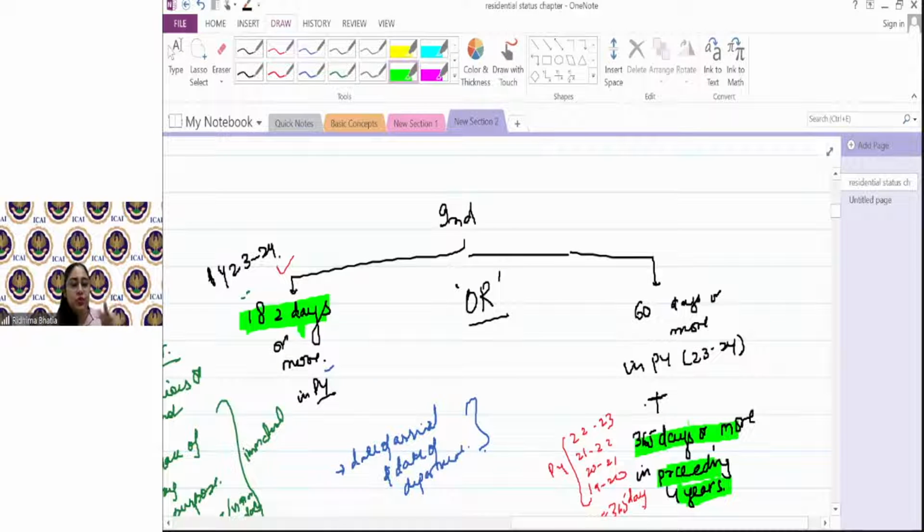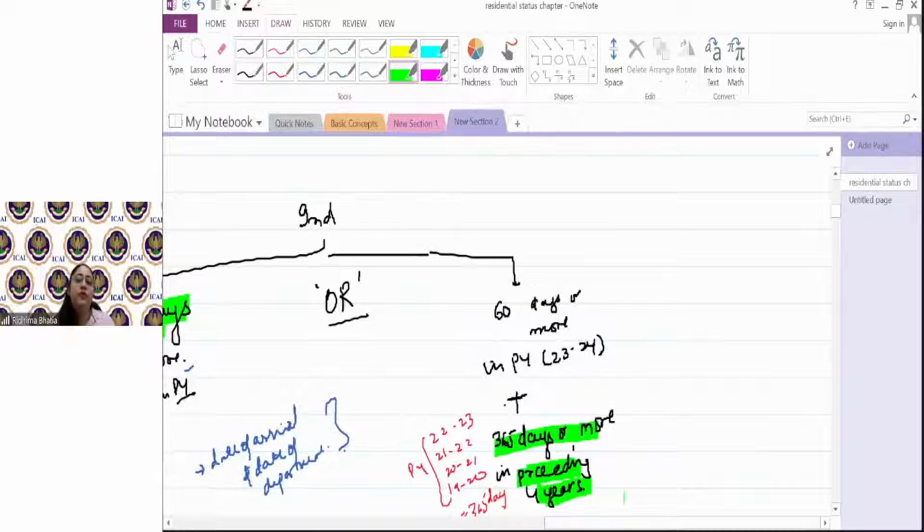Preceding 4 years means जो उनका previous year है उसको छोड़ के 4 preceding years. तो मैंने कौन से लिए? If I'm determining the residential status for previous year 23-24, I've taken 22-23, 21-22 and 20-21 and 19-20. इन सब में मिला के in total he should be in India for 365 days. Now, what do you mean by 365 days मिला के? Simple. 22-23, 21-22, 20-21, 19-20.